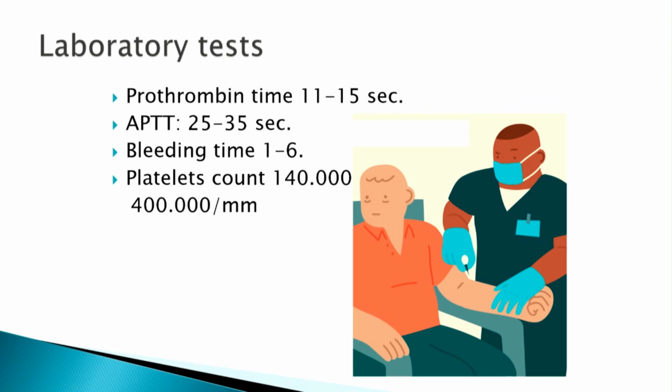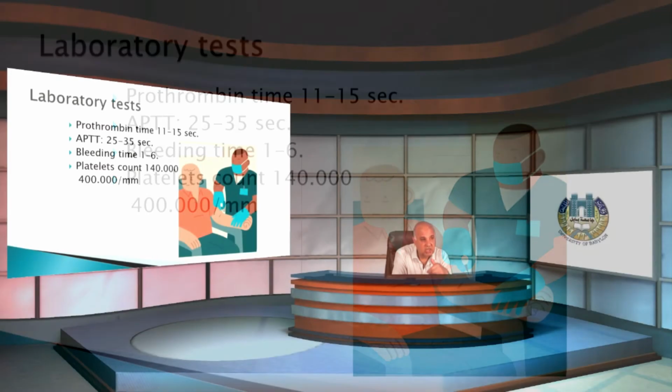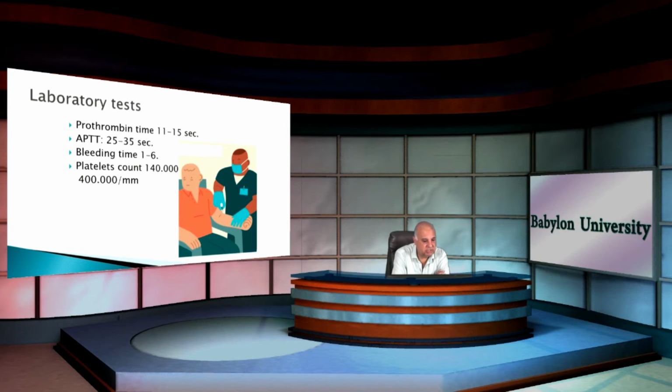Here also the hematologist will send the patient for certain laboratory tests such as prothrombin time. Actually, prothrombin time is very important to measure the extrinsic pathway, and the normal value is between 11 to 15 seconds. There is also activated partial thromboplastin time, which measures the intrinsic pathway and also the common pathway. Bleeding time measures the function of the platelets, and platelet count, which should be 140,000 to 400,000, measures the number of the platelets.